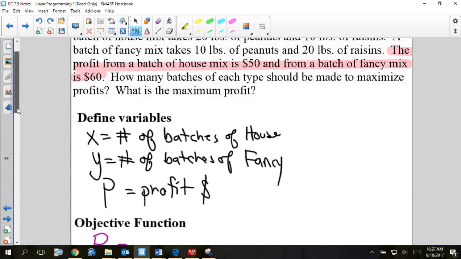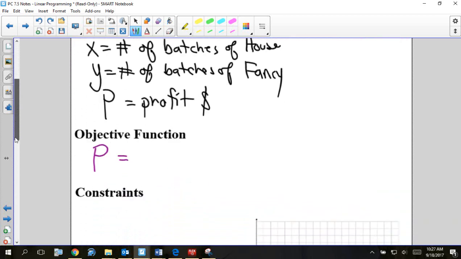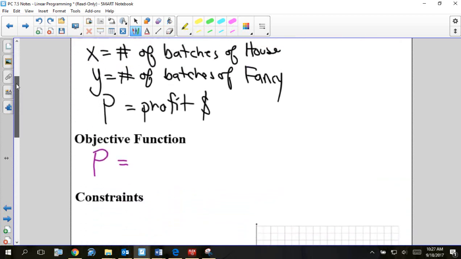So my profit equation is $50 per batch of house mix, so 50x, plus $60 per batch of fancy mix, so 60y. So that is my objective function. That's how I get my profit.